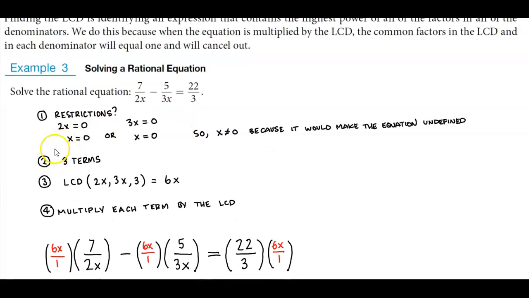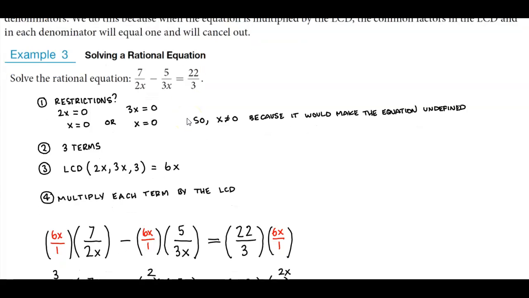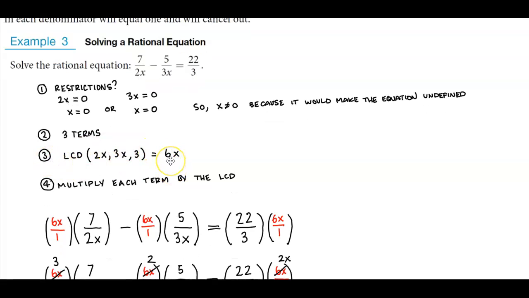Step 2, we want to then identify how many terms the equation has. Well, there are 3 terms. The first term is 7/2x, the second term is minus 5/3x, and the third term is 22/3. And then step 3, we want to determine the LCD of those 3 terms. The denominator for the first term is 2x, the denominator of the second term is 3x, and the denominator for the third term is 3. So the LCD between 2, 3, and 3 is the number 6, and the LCD between x and x is x. So that means that the LCD is 6x.